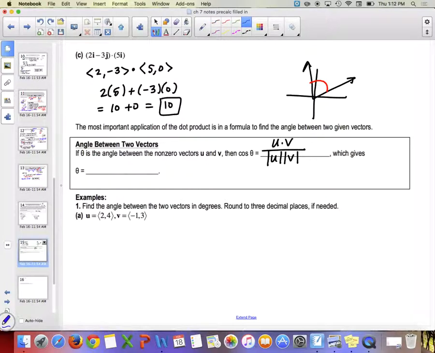So this is the formula that I would say you need to memorize. It's not hard to memorize. u and v, right? That dot is the dot product. All right, books will sometimes write it as inverse cosine of u dot v all over the magnitude of u, magnitude of v. But I just remember it in the cosine form.